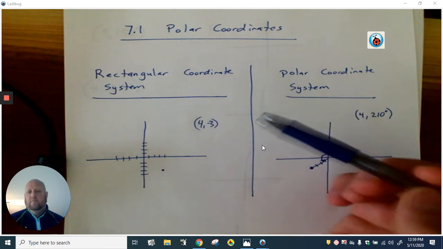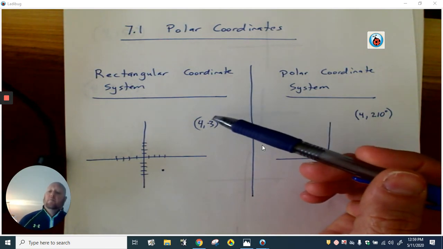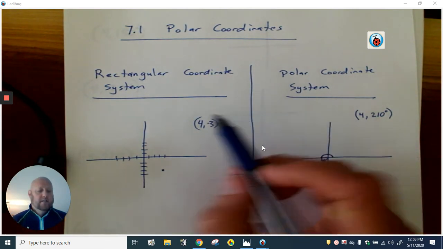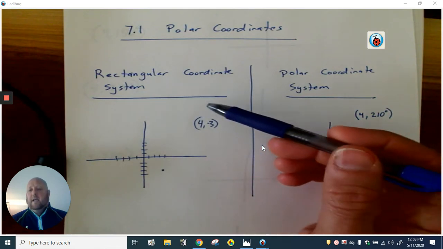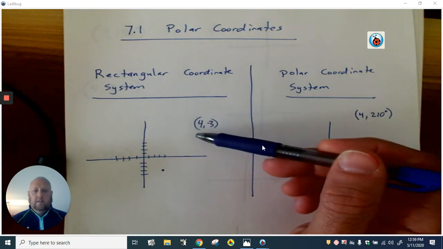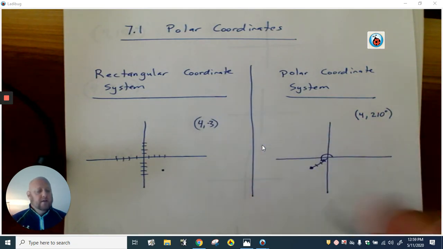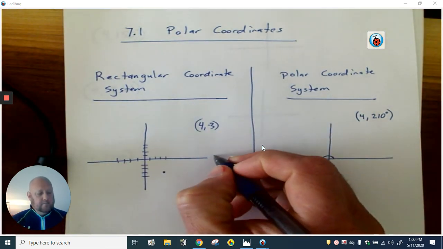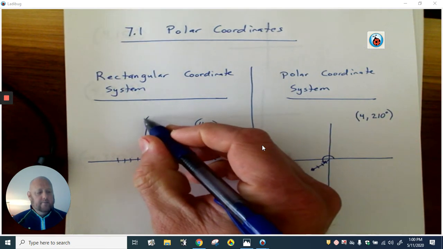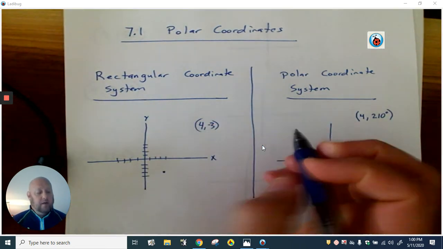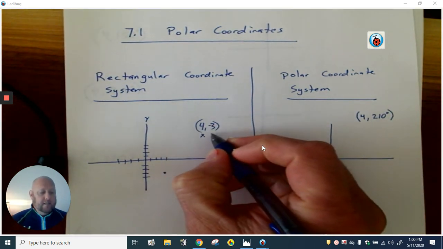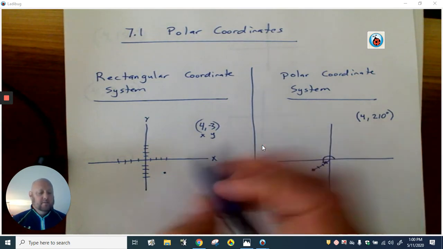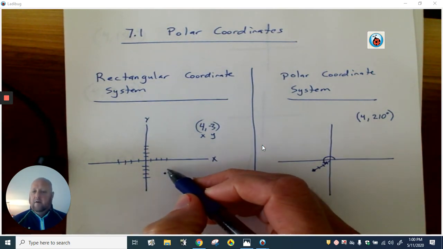Throughout your life, you have done a lot of plotting points and graphing different things in what we call the rectangular coordinate system. Points like the point (4, -3). In the rectangular coordinate system, we have an x-axis and a y-axis, and basically we plot everything in terms of x's and y's, right? So we go right 4, down 3 kind of thing.